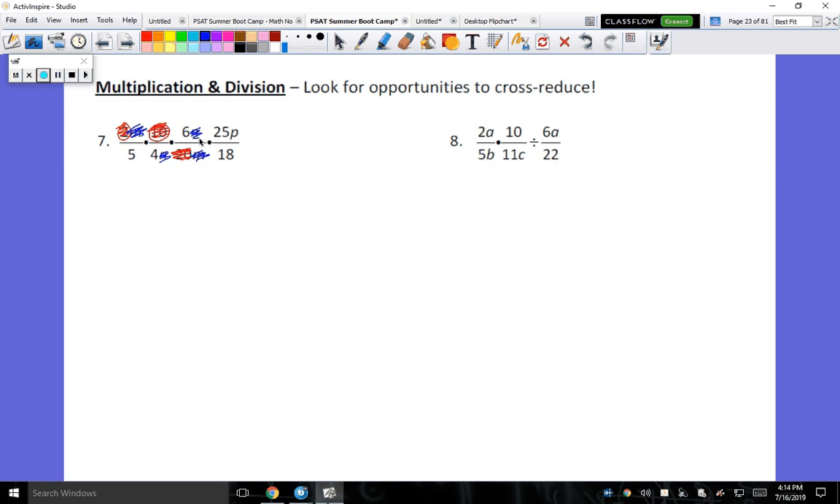What else do you see? And try to group if you can, but if not, no worries. What else do you see that will reduce? 5 and 25. That's a 5. What else? 18 and 6. That goes to 3. Does anything else reduce? No, right? So what's left up top? 5p. On the bottom? 12. Done. Don't forget you are multiplying this whole time. Okay? Which means reducing as well.